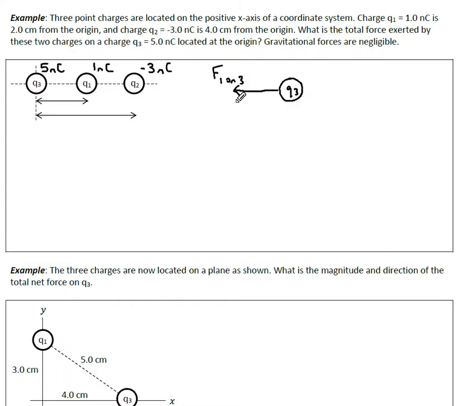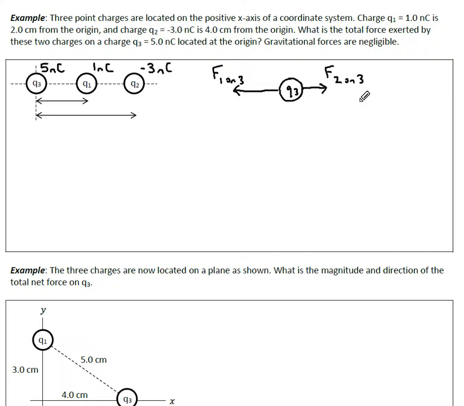Now we're going to look at how Q2 affects Q3. Q2 is negative, Q3 is positive, so they are unlike charges. We know unlike charges attract. So Q2 is going to try to pull Q3 to the right. So I have F2 on 3.